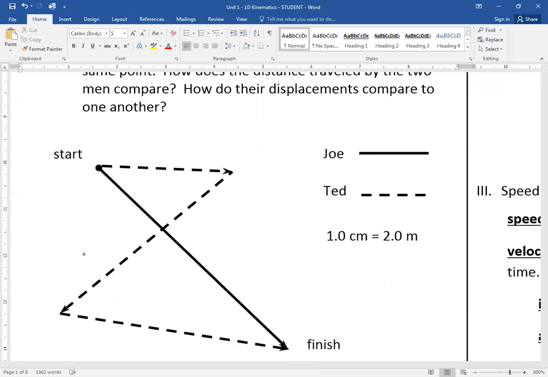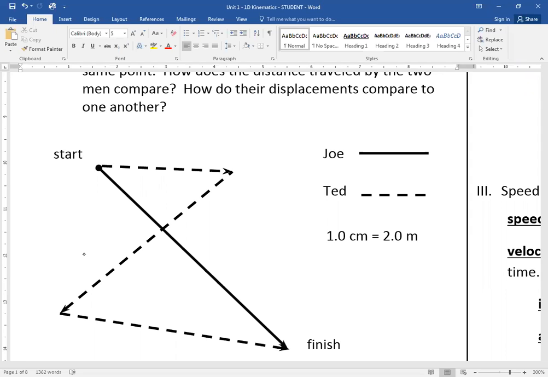Such a shame. Okay, what do you think? Compare the distance traveled by Joe and Ted. Some people ask me why they're not Bill and Ted. Very silly people would ask those questions.